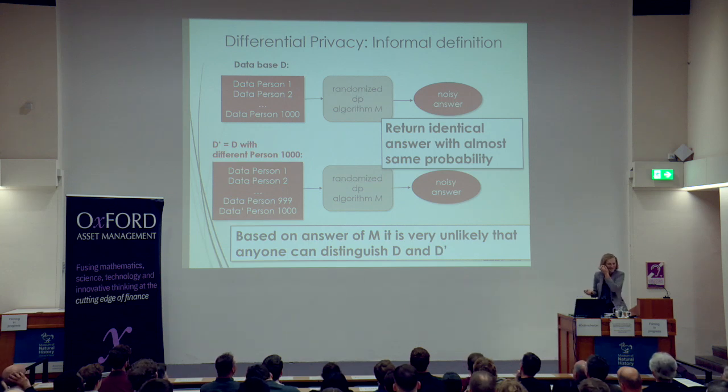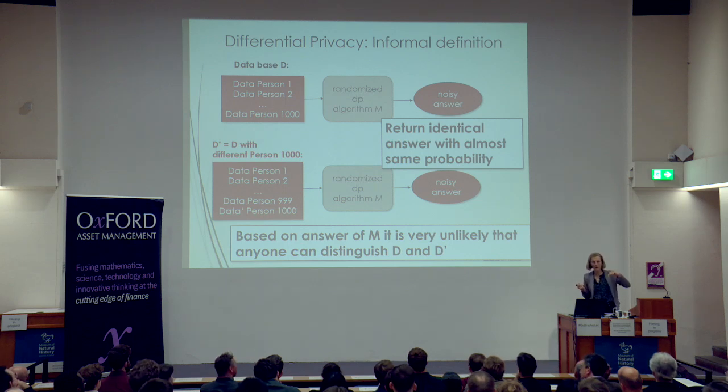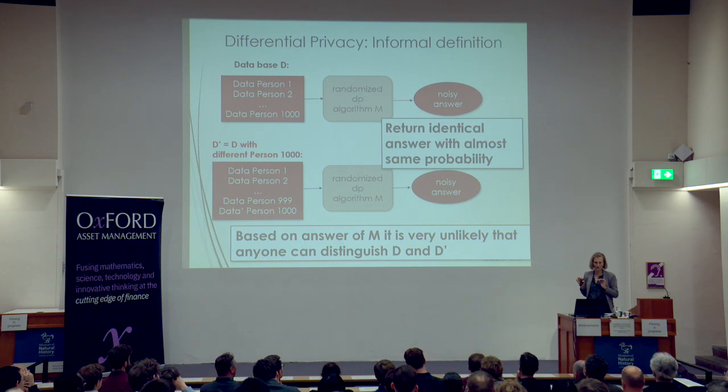Now, why is this a good definition? Well, because then based on the answer of the mechanism, it is very unlikely that you can distinguish between D or D prime, that you can figure out that the input was D or that the input was D prime. You will not be able to distinguish because the output distributions are so close. It will be very unlikely that you can distinguish, I should say. That's the idea behind it.